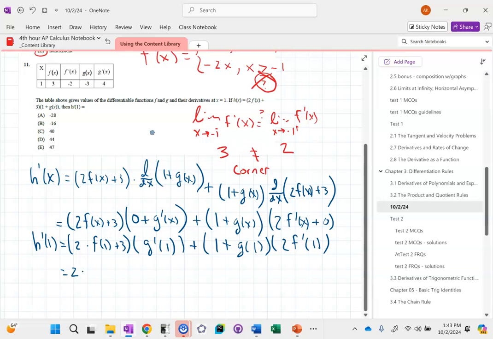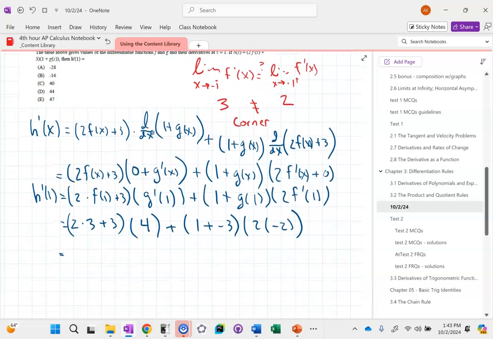Okay, I'll go to my table. f of 1 is 3. g prime of 1 is 4. g of 1 is negative 3. And f prime of 1 is negative 2. And then I just kind of grind out my answer here. So I have 6 plus 3 is 9, times 4 is 36. 1 plus negative 3 is negative 2, times negative 4 is negative 8. So I think I get 24.